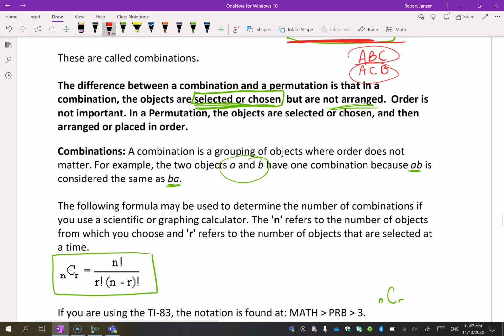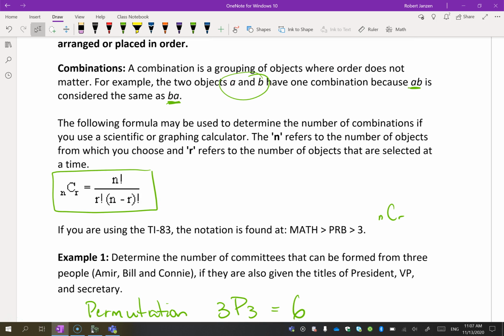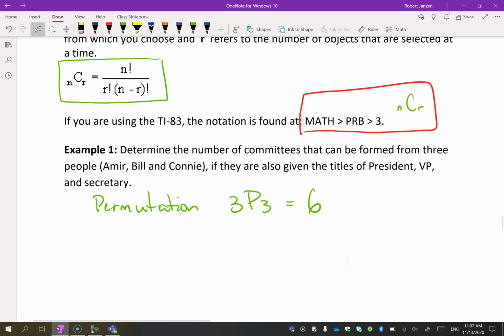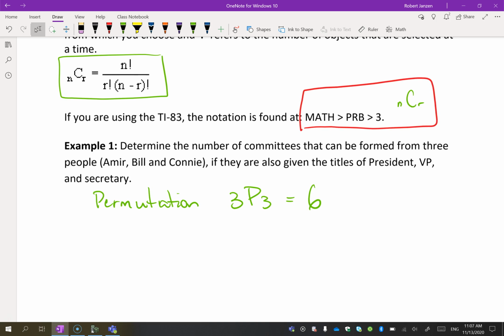So the difference between a combination and a permutation is that in a combination you just choose the objects, in a permutation you arrange them. Arrangement is important in a permutation. Now you had a formula for permutations. This is the one for combinations. For the most part you don't need to know that. Instead, you should know where it is on the calculator, because you're going to use that way more than the formula.